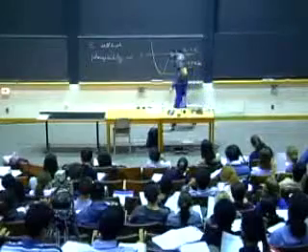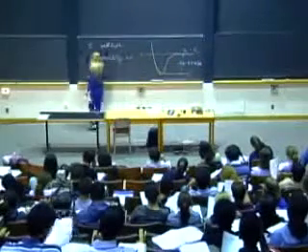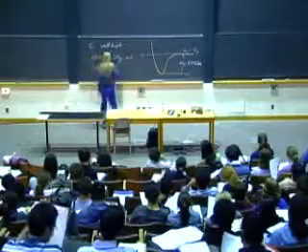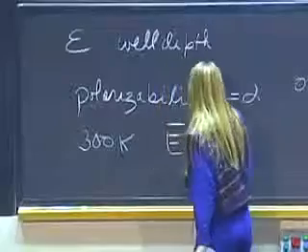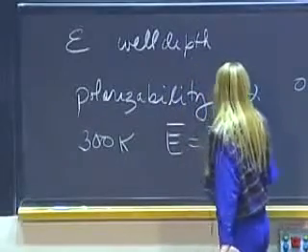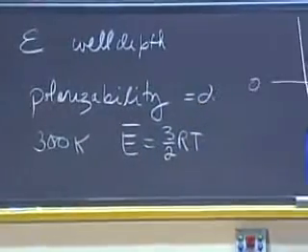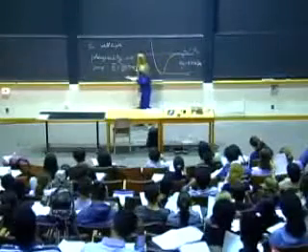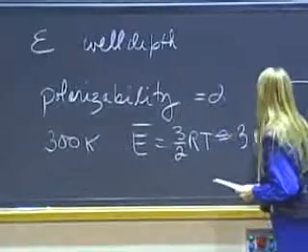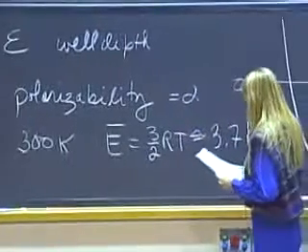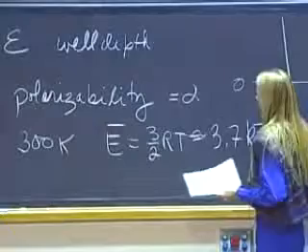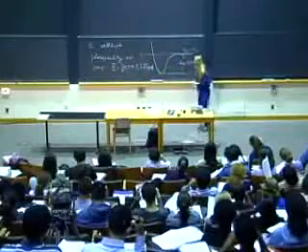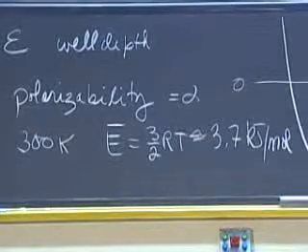Now, let's think about this. At 300 degrees Kelvin, what is the average energy of the molecules? Well, the average energy is 3/2 RT, as we saw. And if I substitute in this temperature, I'm going to get something on the order of 3.7 kilojoules per mole, with two significant figures. 3.7 kilojoules per mole. Well, let me do the following.